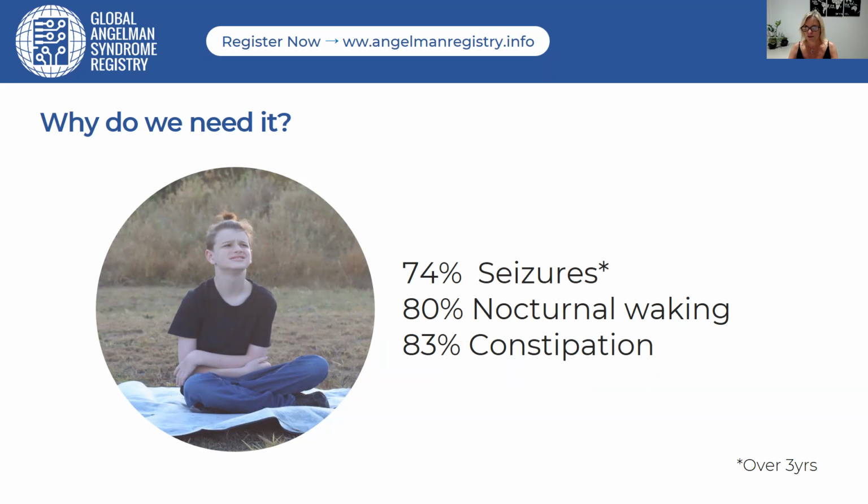74% of individuals over 3 experience seizures. 80%, and this is across all age groups, experience nocturnal waking, or waking at night. And over 60% of them describe that as not being able to resettle easily. 83% of individuals experience constipation, and 40% of those report that as being most or all of the time.